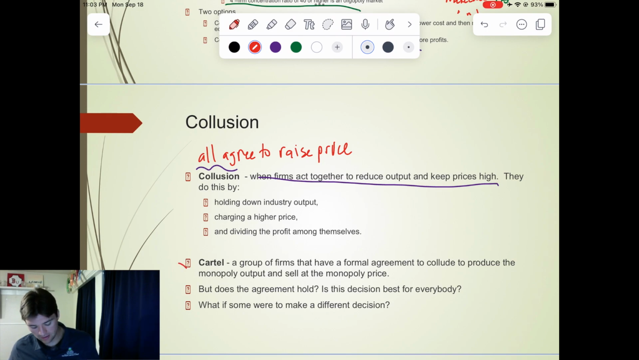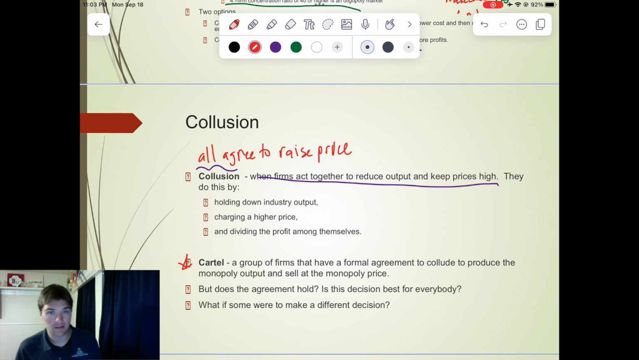The cartel is when we have the group of firms that are colluding. So firms collude, and the firms that are colluding is a cartel: a group of firms that have a formal agreement to collude to produce the monopoly output and sell at the monopoly price. When those group of firms do that, that is a cartel.